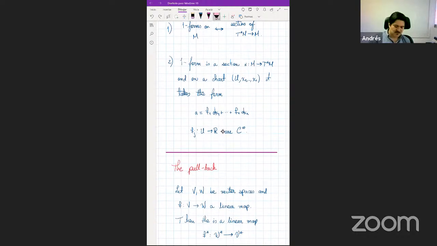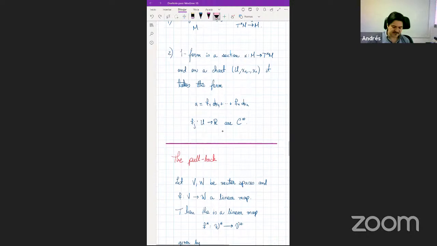So you see, it goes from V to W. The dual will go from W dual to V dual. The direction is flipped. And it happens that, in fact, F star is a linear map, and it is defined like this.